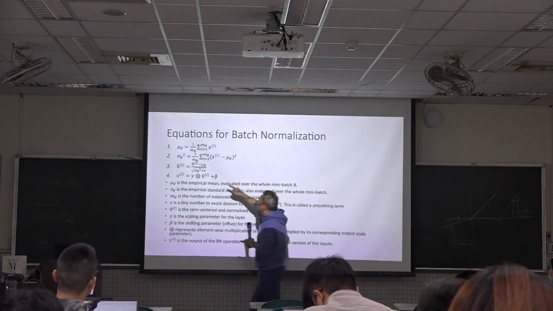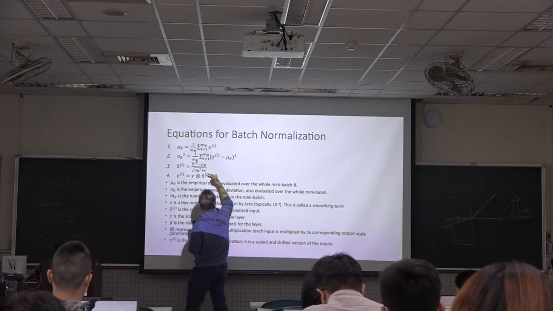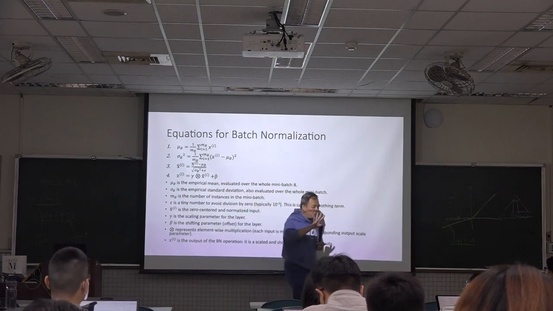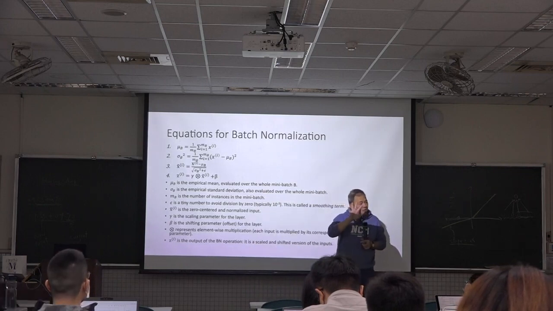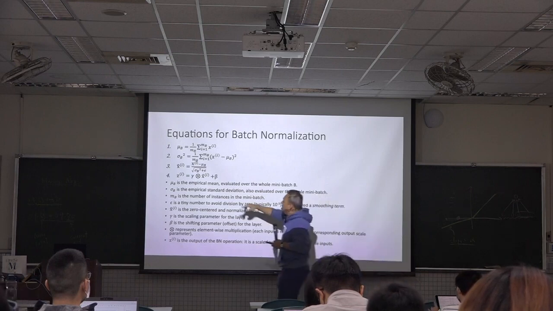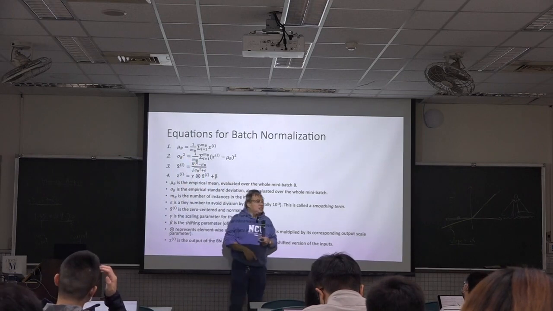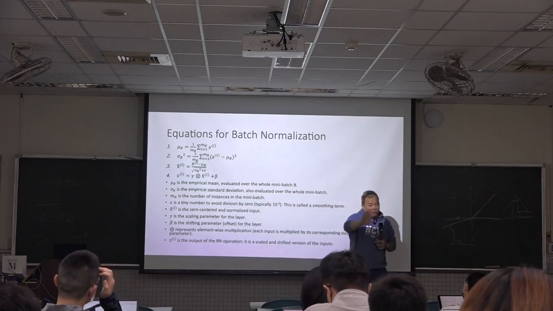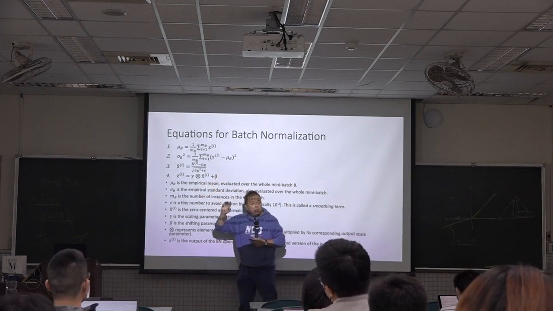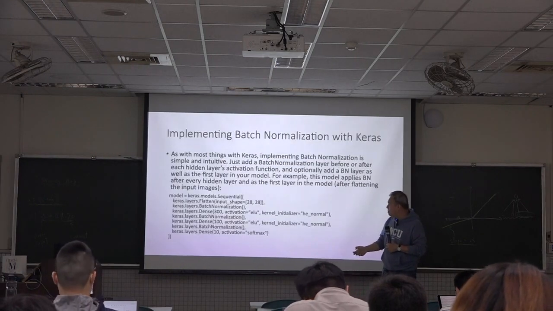Here, we have this mu b, sigma b square, and we have this gamma and the beta. We have these four parameters, okay? But these four parameters are not all learnable, because the mu and the sigma are computed from the batch instances, right? So they are not learnable. Of course, gamma and the beta are learnable. But the mu and the sigma are not learnable.